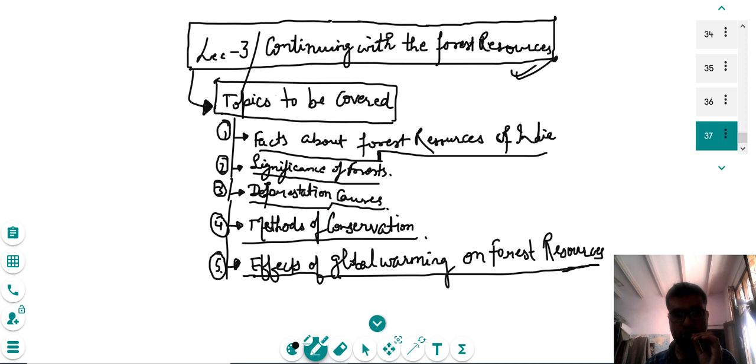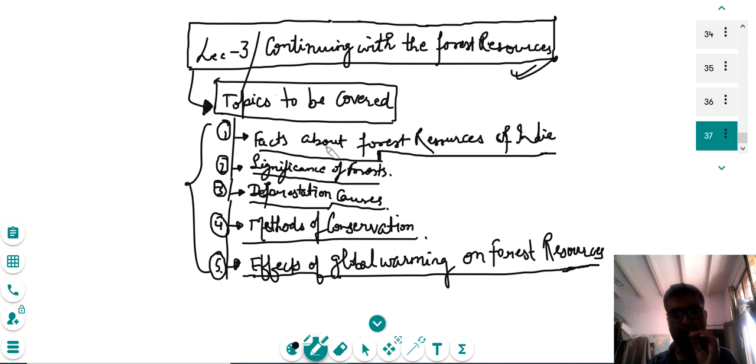So these will be the topics covered in the class. The facts about the forest resources of India, some of the facts which may be important for the prelims or can be used in the answers. Then the significance of the forest, the causes of deforestation, the methods of conservation, and the effect of global warming on the forest resources. Right. So we will try to cover these 5 topics in this class. So without delay, let us start with the first topic.